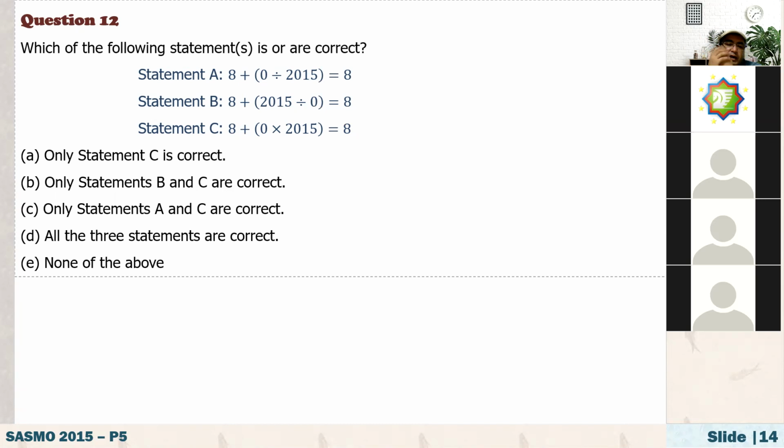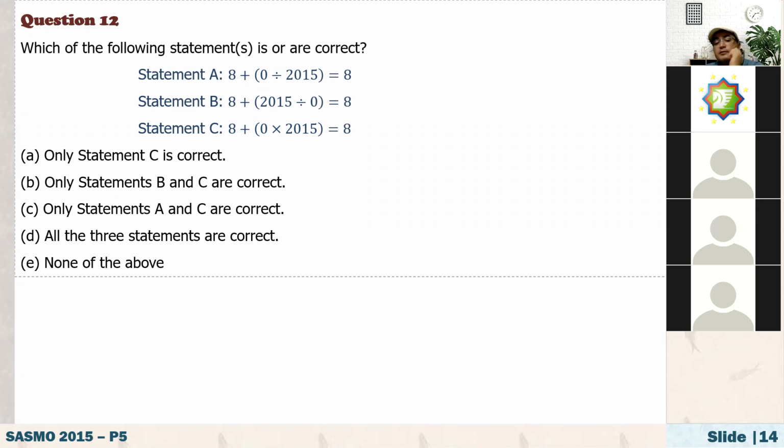Turan, read the answers. Only statement C is correct. Only statement B and C are correct. Only statement A and C are correct. All of the 3 statements are correct. None of the above. Guys, wait. Let Turan answer this question. Turan, what do you think? Which one is correct? Which one is wrong?